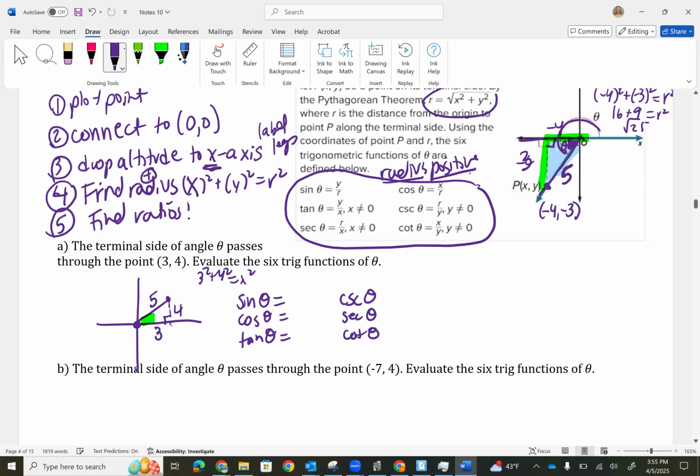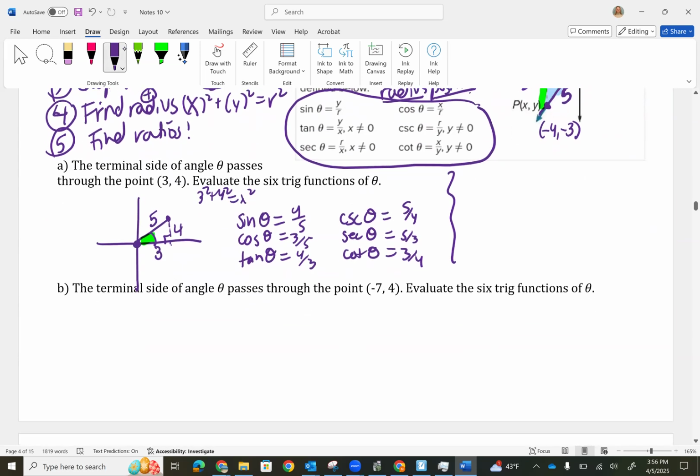So sine would be the opposite over the hypotenuse for this angle here, so it'd be 4/5, this would be 3/5, and this would be 4/3. And these would be just the reciprocals of each of those: 5/4, 5/3, and 3/4. Okay, so that's pretty straightforward. The next one, I'm going to do 4 here. Why? Because they end up being a little weird.